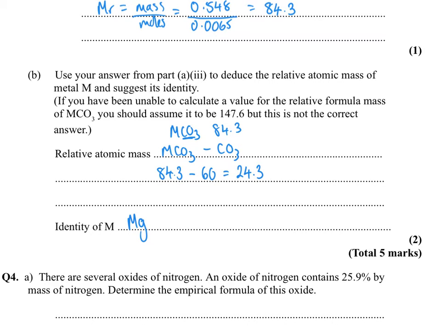Now, if you weren't able to do part of the question, you can see they have given you an MR to use. So if you were to do this same one but using their MR, you would get a slightly different element, but you'd still get full credit for that. And that element would have been strontium.